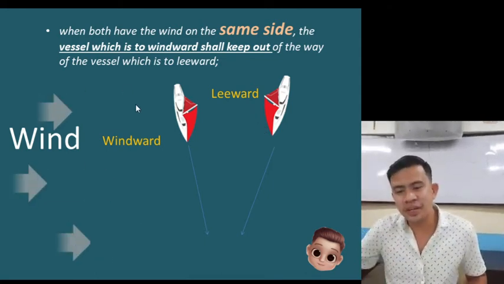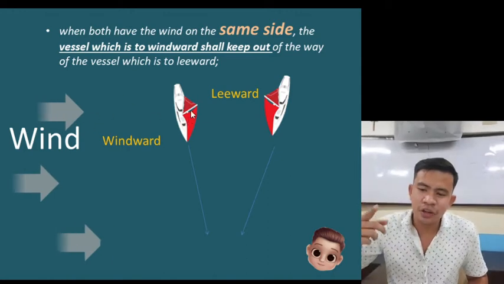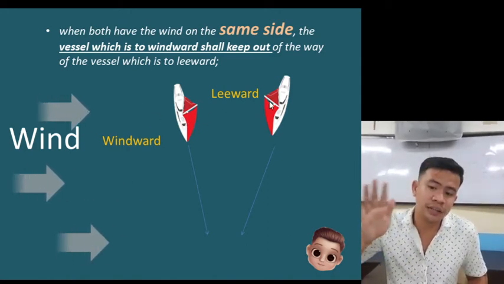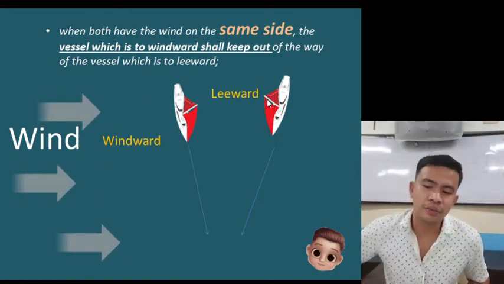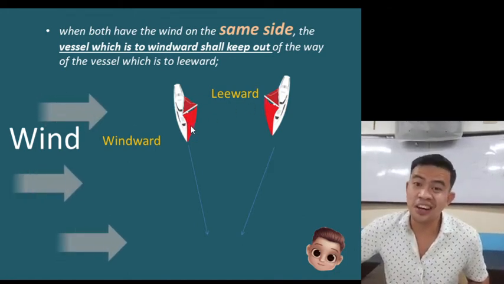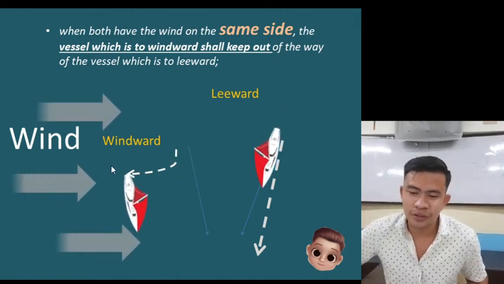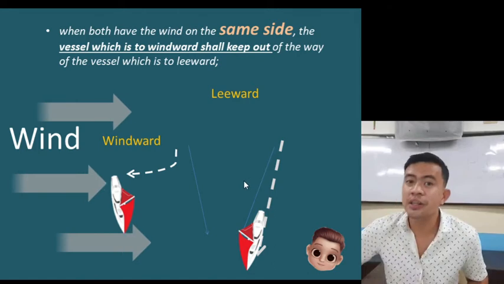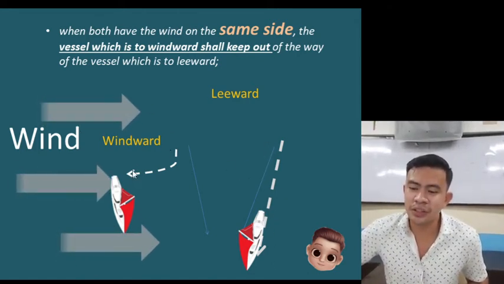No? So if the wind is going in this direction, and then you have your first ship here, this one is the windward and this one is the leeward. Take note, according to the rule, dapat yung mag-keep out of the way of the other is this windward sailing vessel. So, keep out siya. And this one continues on her course. So this one is the stand-on vessel and this one is the giveaway vessel.